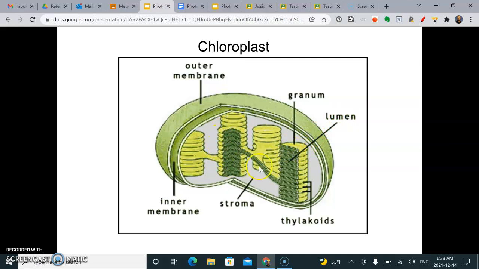Surrounding all of these stacks is what's called the stroma. The stroma is kind of analogous to the matrix in mitochondria or cytoplasm. Sorry, I'm writing with my finger, so it doesn't look the best. Okay? So some of the reactions of photosynthesis are going to happen in the stroma, and some are going to happen across the thylakoid membrane.